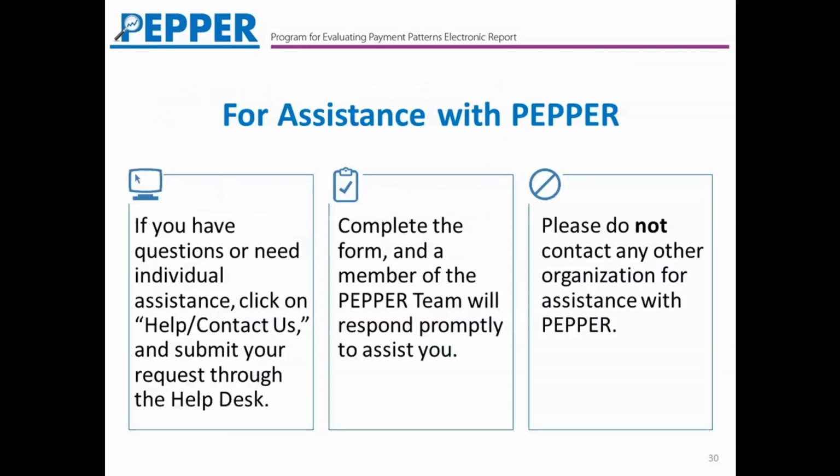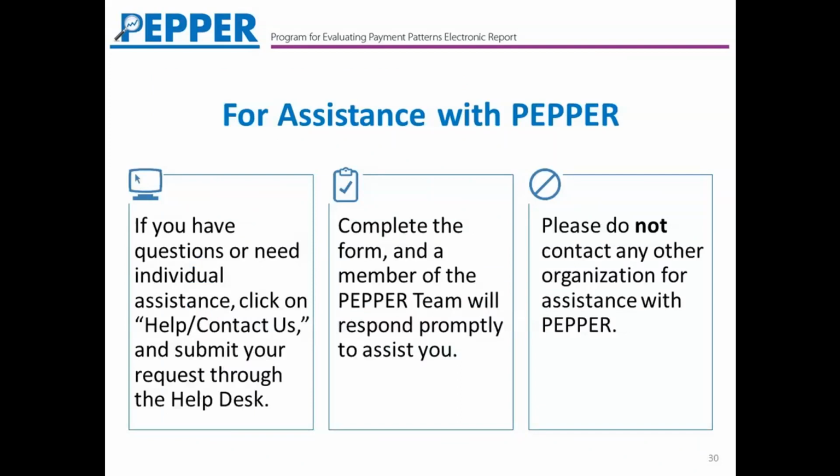As always, if you need assistance with PEPPER and do not find the answer you need in the user's guide, please visit the pepper.cbrpepper.org website and click on the Help/Contact Us button, then click on the Help Desk button. Complete the online form and a member of our staff will respond promptly to assist you. Please do not contact any other organizations for assistance with PEPPER.